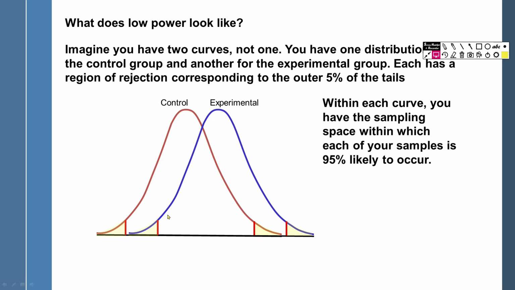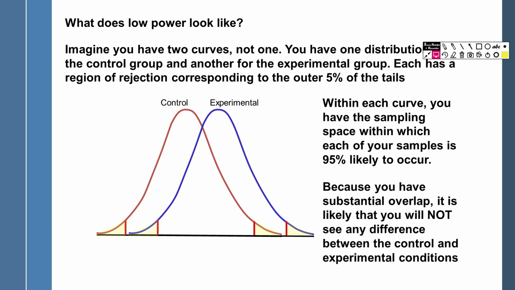So you really don't want overlap between these. Low power is the situation where your sampling distribution for the control and experimental groups have a lot of overlap, and you don't want that. Because you have substantial overlap, it is likely that you will not get significance, that you will not see any difference between these.